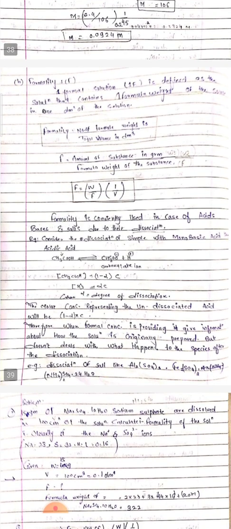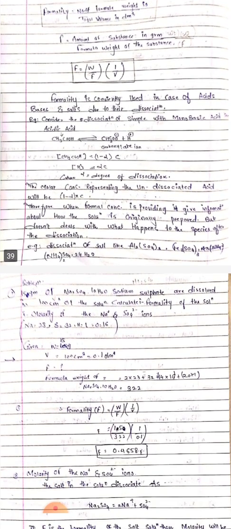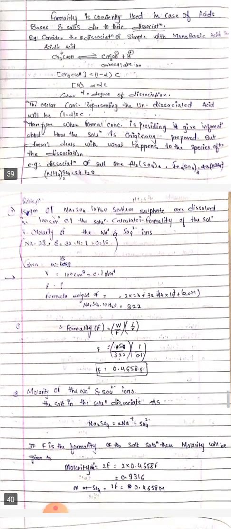Example, dissociation of salts like Al2(SO4)3, then Fe2(SO4)3, (NH4)2SO4 plus 24H2O. Here you have to calculate a formula weight, and then you have to put it here.